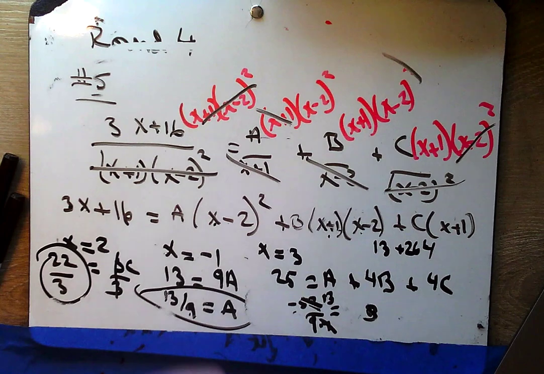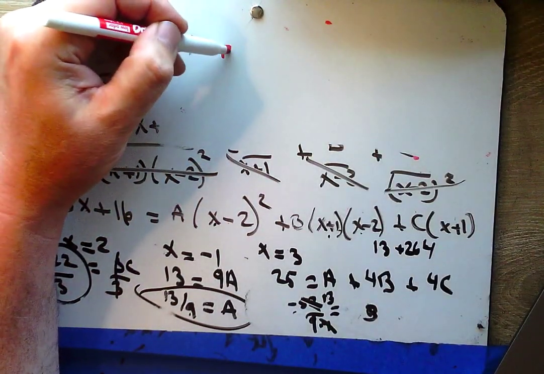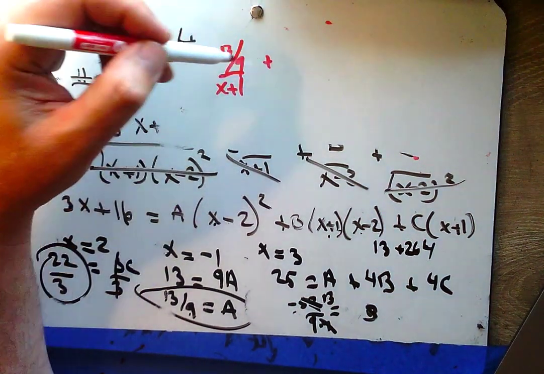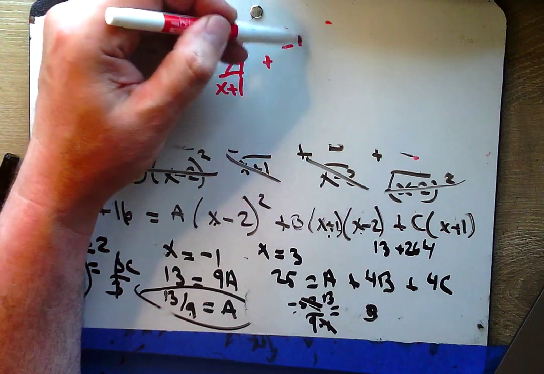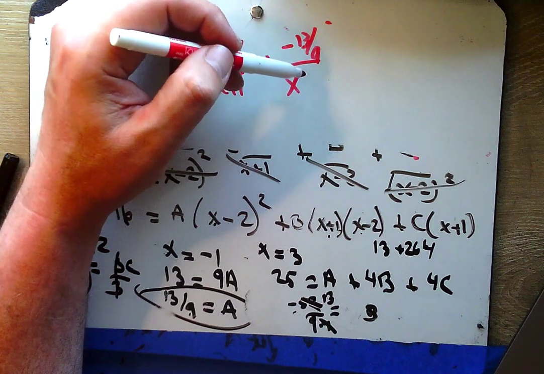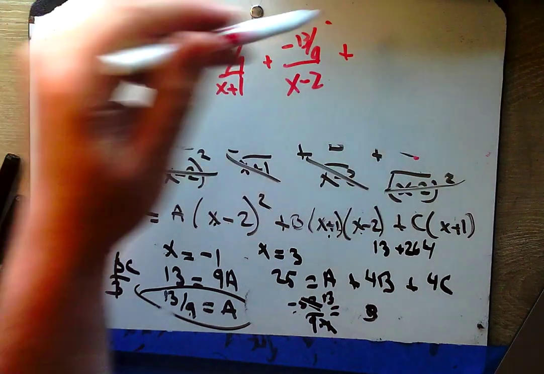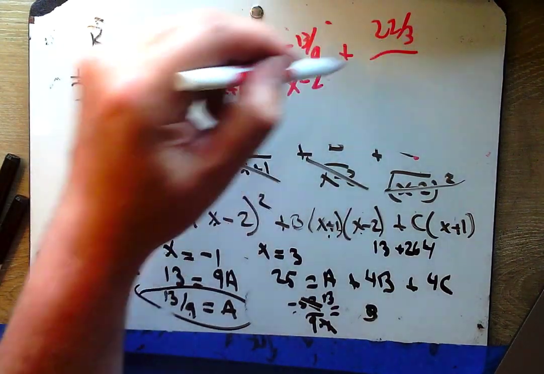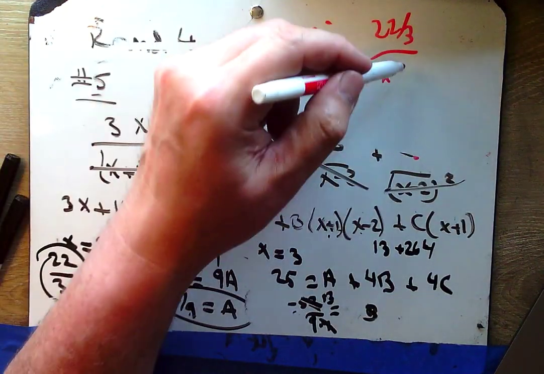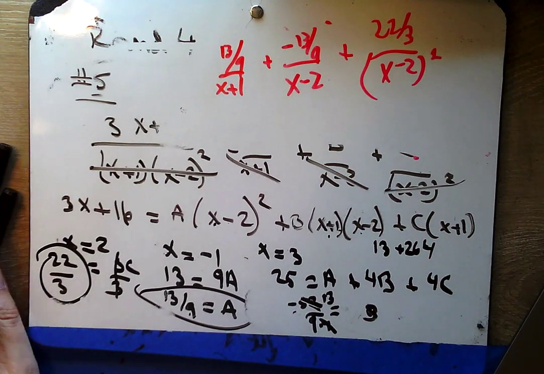Don't forget when you're done finding these constants to actually plug them back in. 13 ninths over x plus 1, plus negative 13 ninths over x minus 2, and finally 22 thirds over x minus 2 squared. Okay, that's my answer.